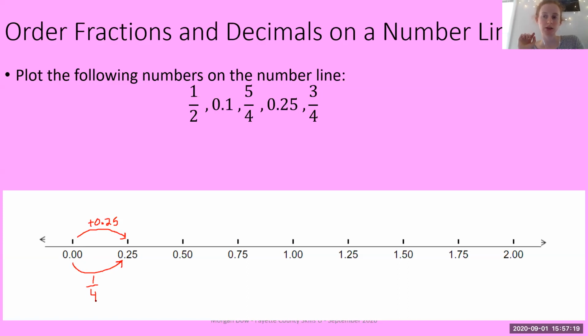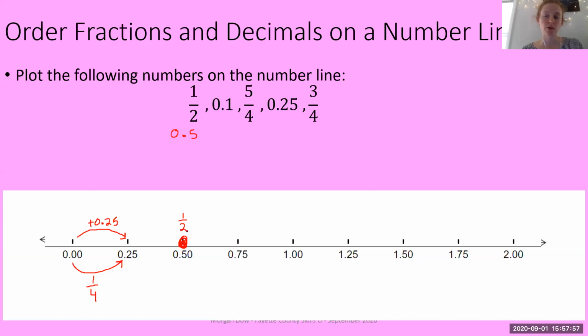Okay, so now let's figure out where these numbers go. Let's start with 1/2. In the last page, we determined 1/2 meant the same thing as 0.5. We also talked about how you can add zeros after a decimal number and it doesn't change the value, right? So 0.5 has the same meaning as 0.50. So I'm going to make a point here at 0.50, and I'll label that as 1/2. All right, that's my first number done.